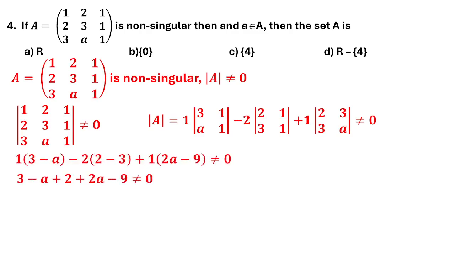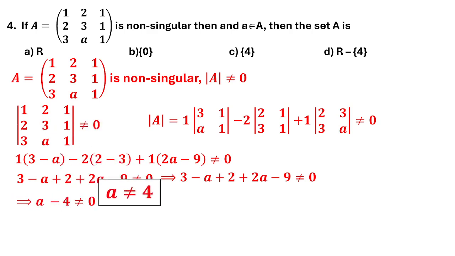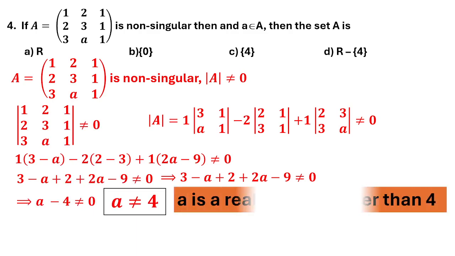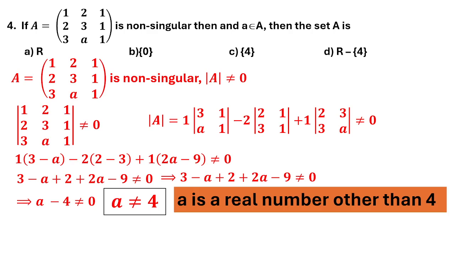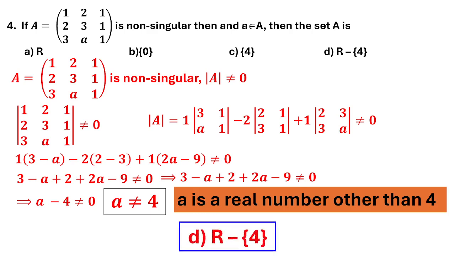Now I am simplifying it. I am getting A is not equal to 4. What is the meaning of A not equal to 4? It is a real number other than 4. Then how to write it in the form of a set? It is R minus 4. Therefore, they want the set of all A, a number other than 4. Therefore, R minus 4 is the correct option.